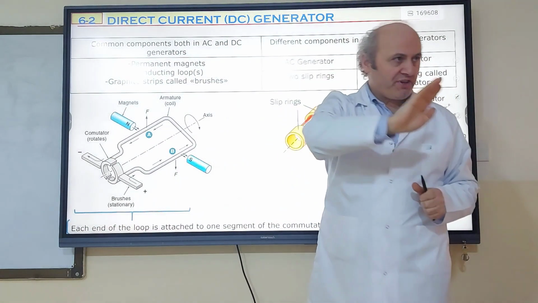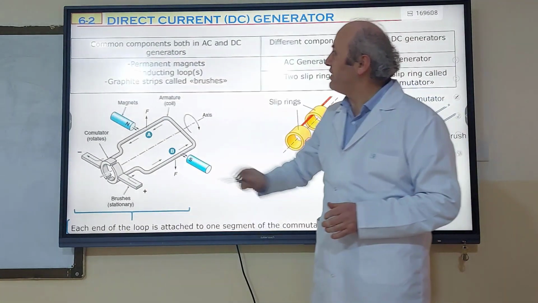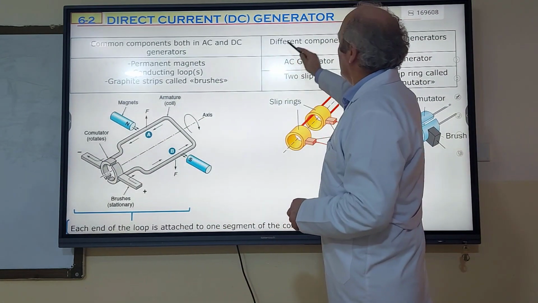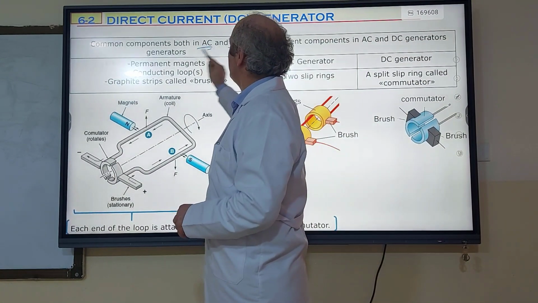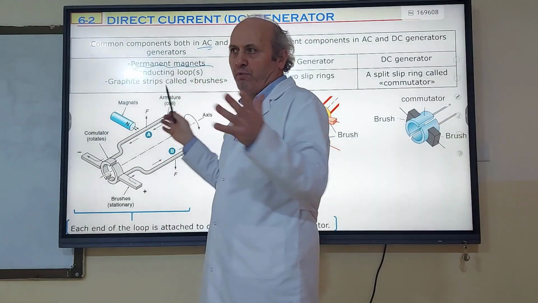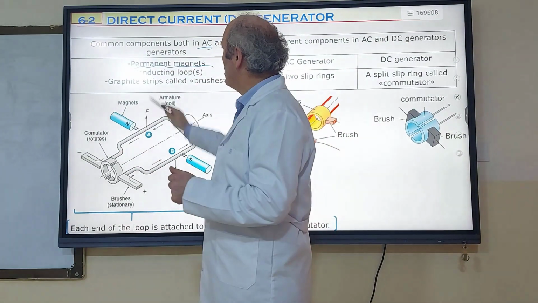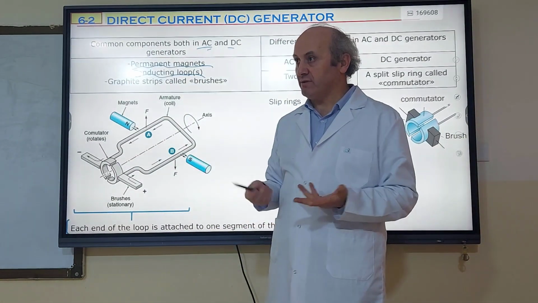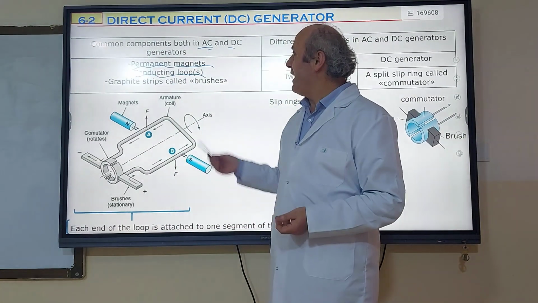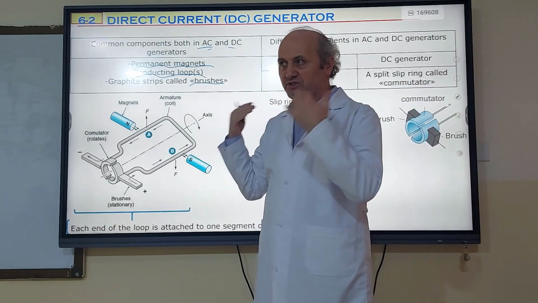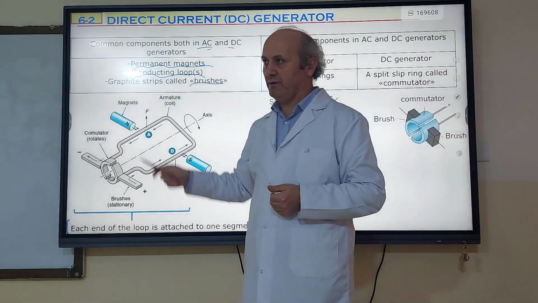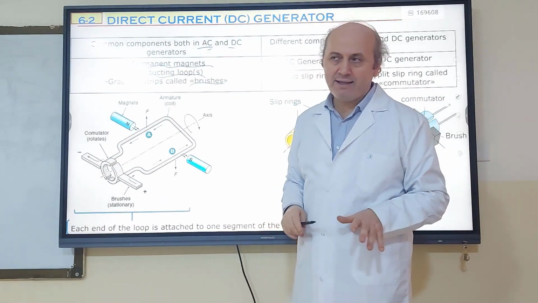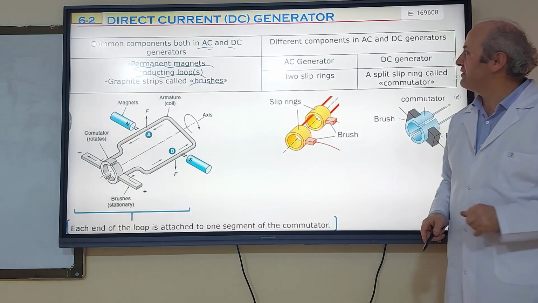Three components are the same in both AC and DC generators. They are common components: permanent magnets, which means magnetic fields; conducting loops, because you should rotate a loop inside a magnetic field; and also brushes to get the charges outside to the circuit. These are common in both AC and DC generators, but two components are different.